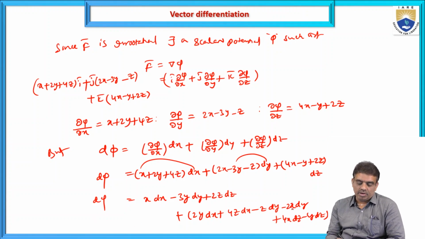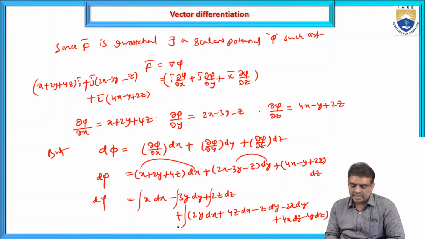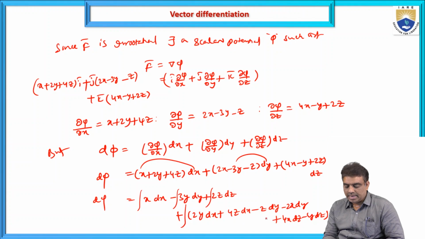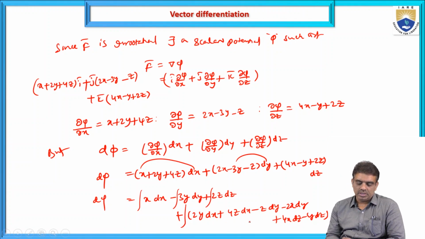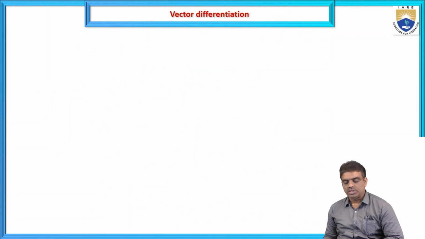So on integrating, you will get the required solution. Integral x dx, integral 3y dy, integral 2z dz, and the terms like 2y dx, y dx. We can group the terms which are involved in one set, and you can find the solution. That will be the final solution of the given problem.